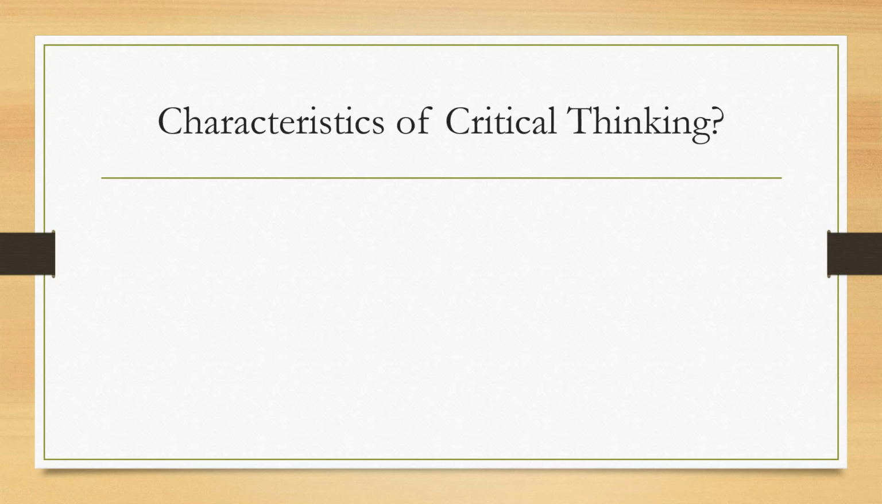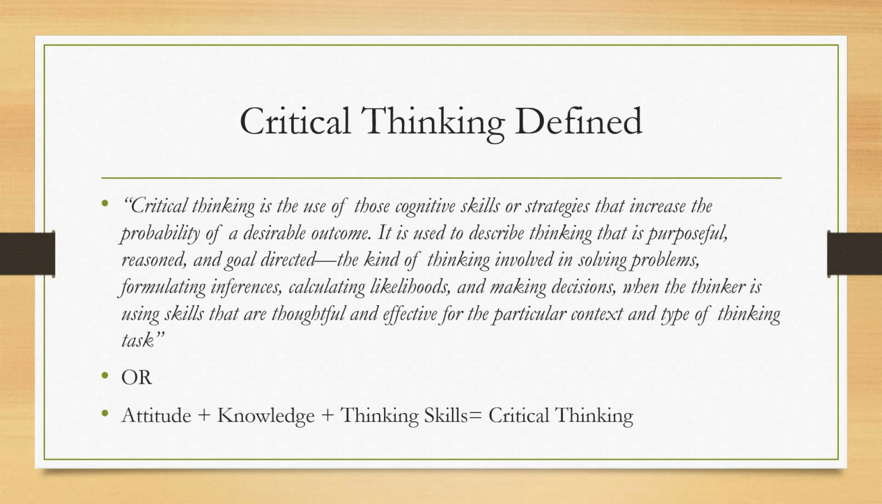So let's go ahead and look at a definition that was provided straight from the book, and it reads like this: critical thinking is the use of those cognitive skills or strategies that increase the probability of a desirable outcome. It is used to describe thinking that is purposeful, reasoned, and goal-directed. The kind of thinking involved in solving problems, formulating inferences, calculating likelihoods, and making decisions. When the thinker is using skills that are thoughtful and effective for the particular context and type of thinking task. So, as you've noticed, this is a mouthful. A lot packed in there.